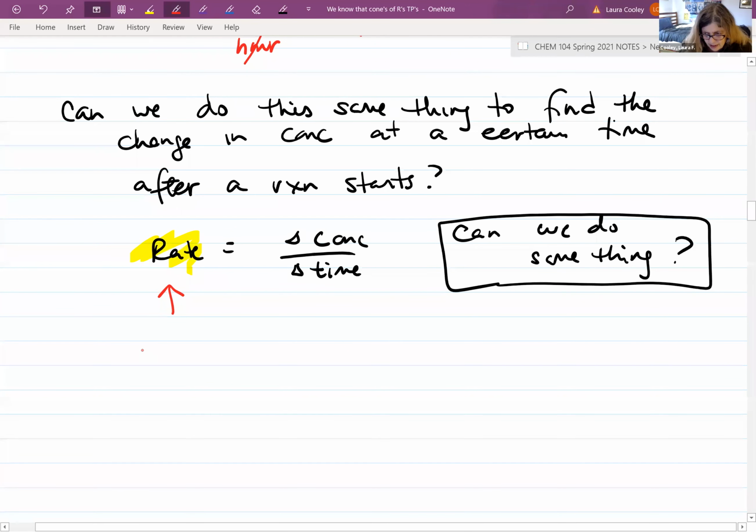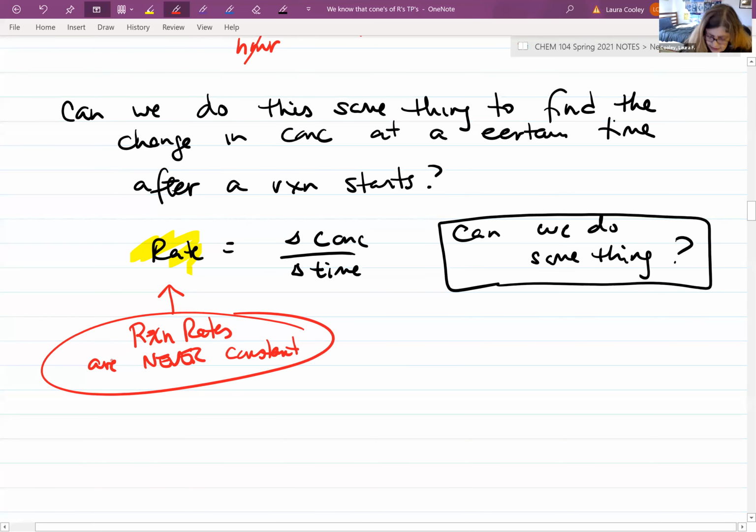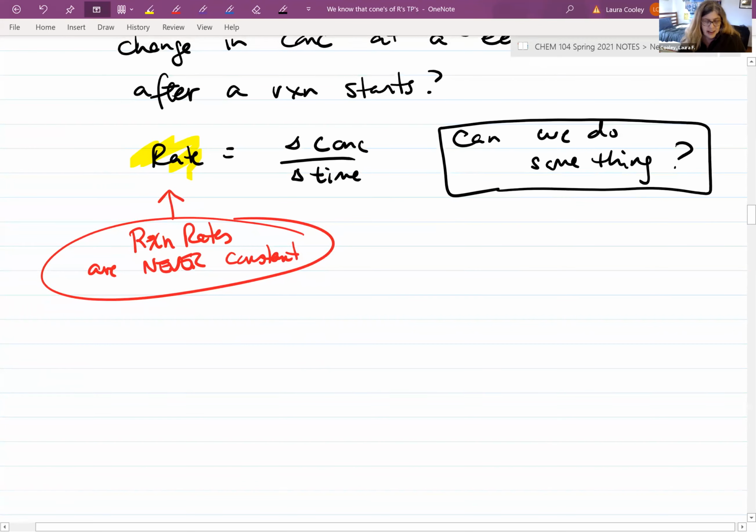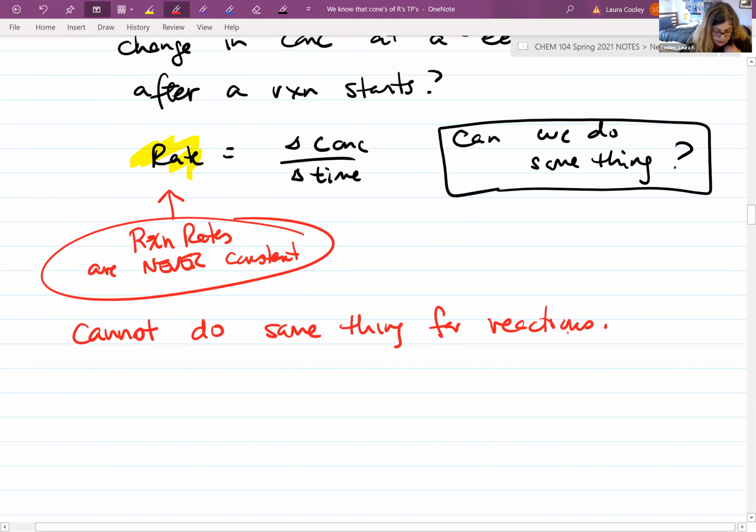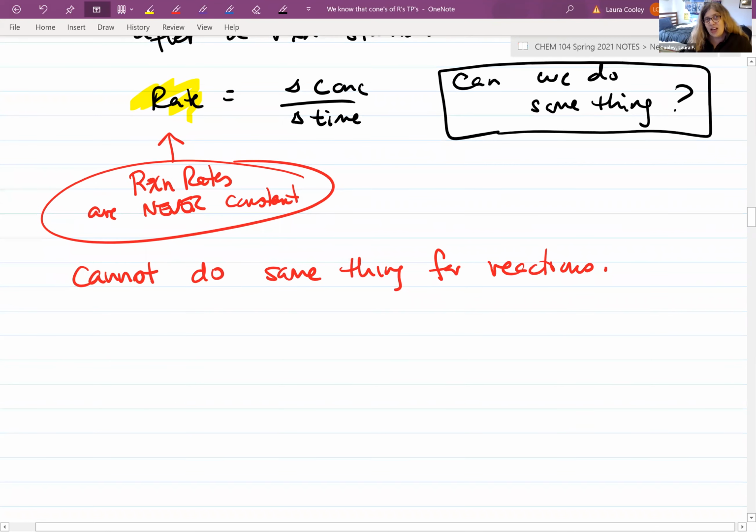What did we learn last time? That's right. The rate isn't constant, though. Reaction rates are never constant. They're constantly changing, in fact, as the reactants go away. So we cannot, thank you for that answer, do the same thing for reactions, because reaction rates are never constant. That's because that slope is changing all the time.